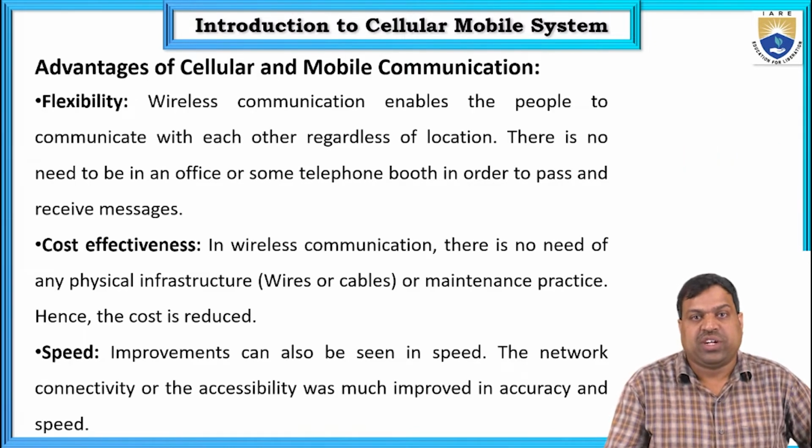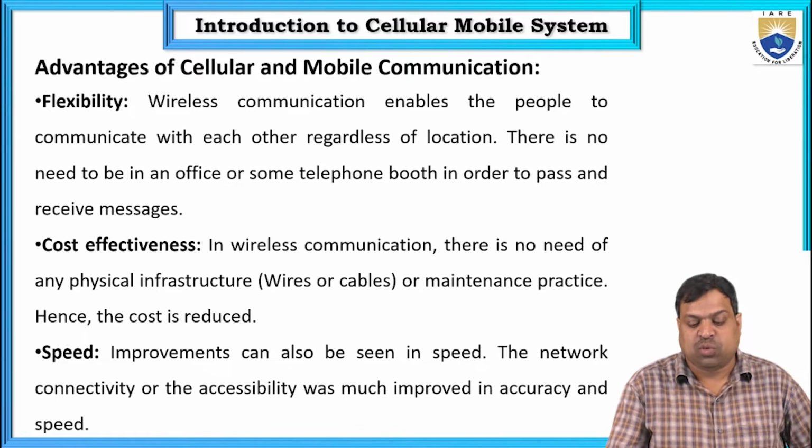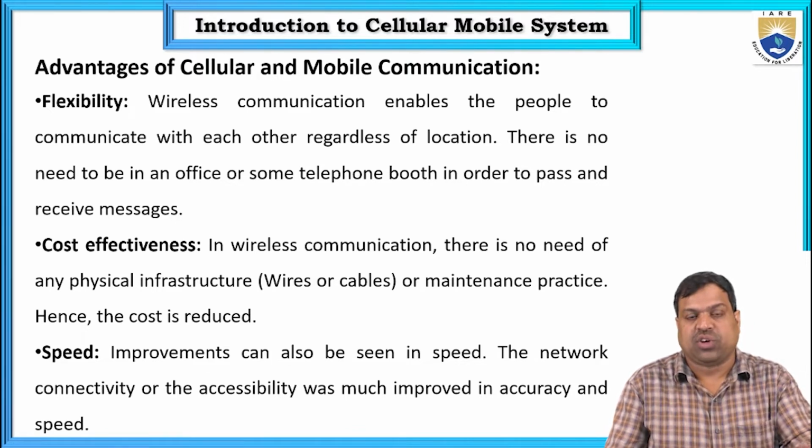The first one is flexibility, which is very important in cellular communication. Wireless communication enables phones to communicate with each other regardless of location. There is no need to be in an office or at a telephone booth in order to pass and receive messages. Suppose one person is outside, and where the person is, we don't know.